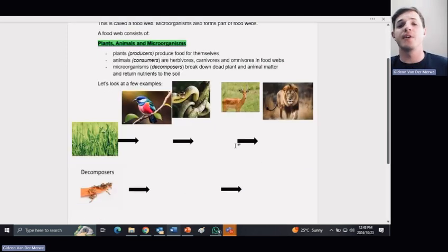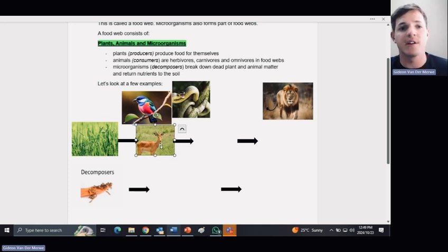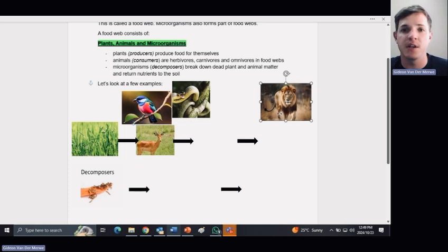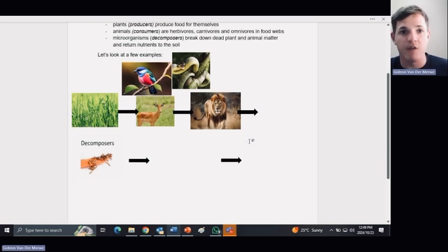So let's look at a few examples of food webs. So with the first food web over here, we're going to start with grass. As you know, we said herbivores only eat grass, and your antelope will then act as your herbivore in this food web. So the antelope eats your grass. The carnivore, that is the lion, will then in turn eat the herbivore. And then let's just ignore this last arrow over here.